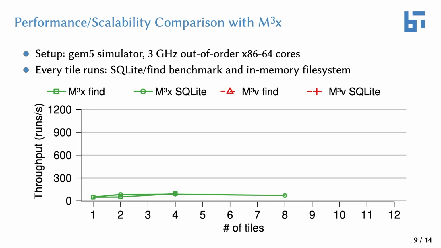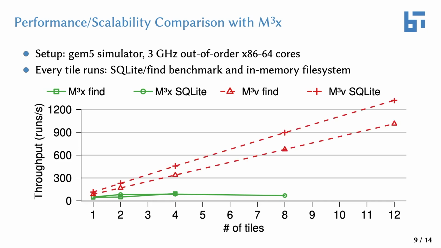You can also see that there are a few numbers missing, which is because of stability problems of M³x with higher numbers of tiles. In contrast to that, M³v shows almost linear scalability for this workload here for both of these benchmarks that we have. And the reason for that is that we now have a core-local multiplexer that doesn't involve other components to multiplex. We can also compare the performance of these two by zooming into the numbers for a single tile here.